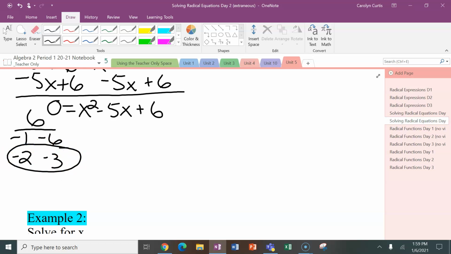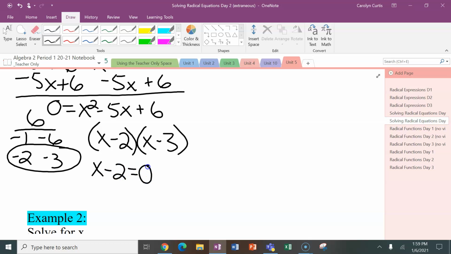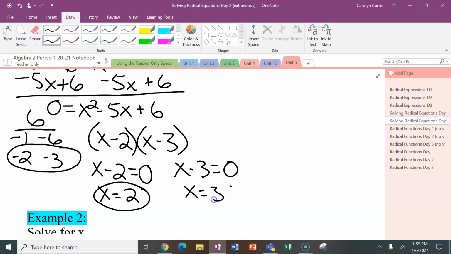So now remember, we're going to make our two parentheses. We have x minus 2 times x minus 3. And we're going to set both of those equal to 0. So I get that x equals 2 and x equals 3.